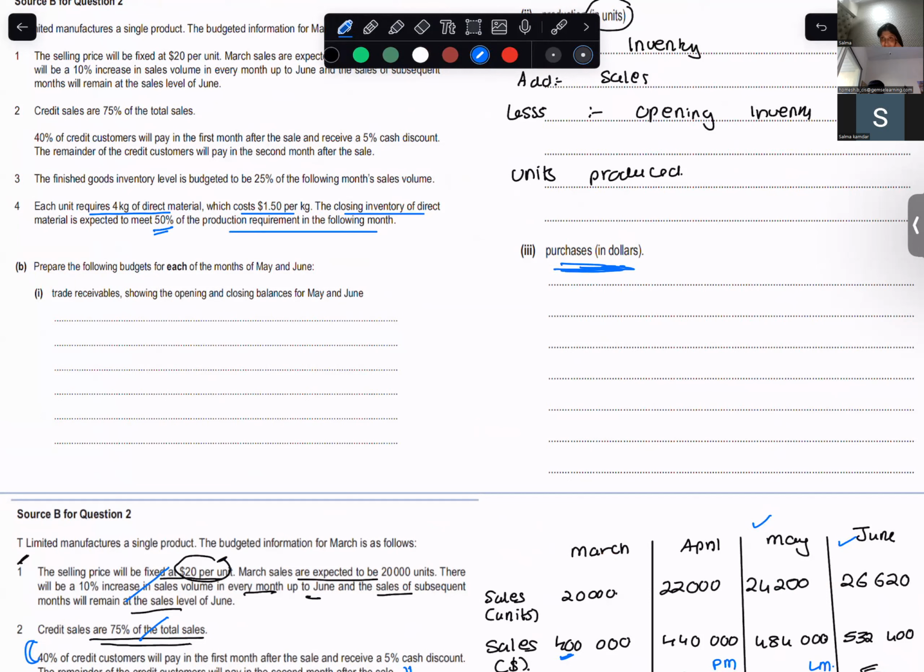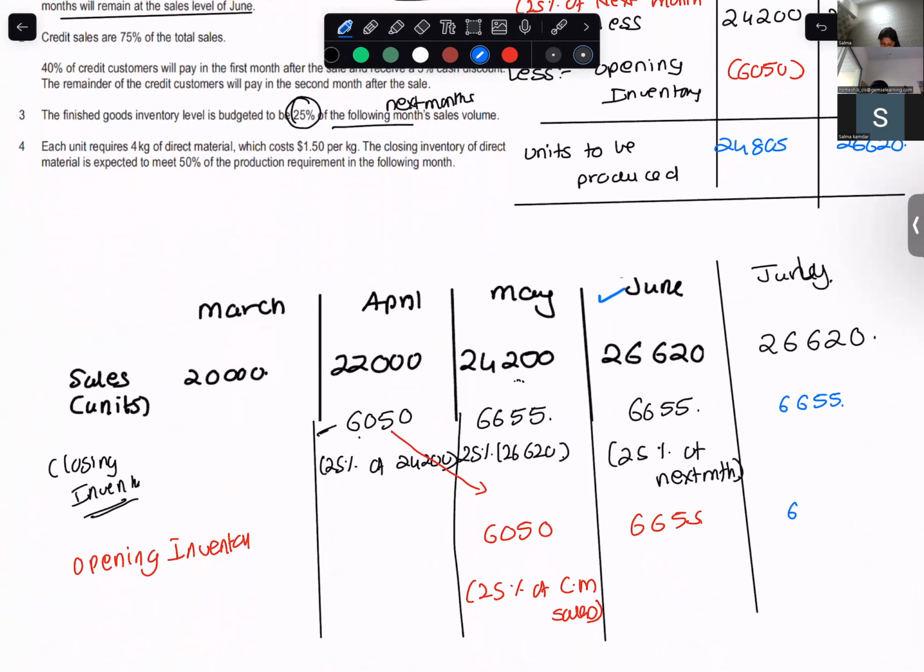Okay. So they want us to make the purchase budget. Whenever I am going to purchase, I'm going to purchase in what? Kgs. So I know now my units produced for May and June. Can I find my units produced for July also? How? Because we have the sales units. Closing inventory would remain the same, and opening inventory also would remain the same, 6655. So units produced for July would be how much? 26,620.